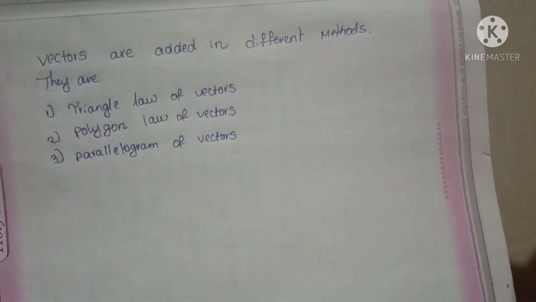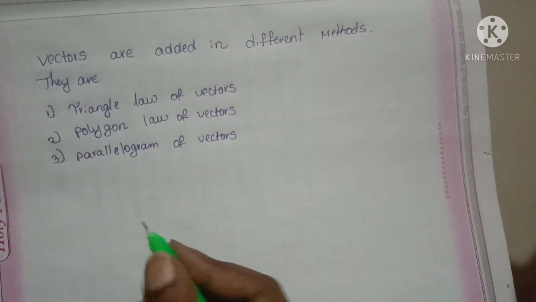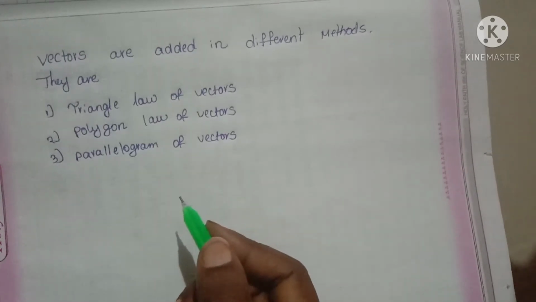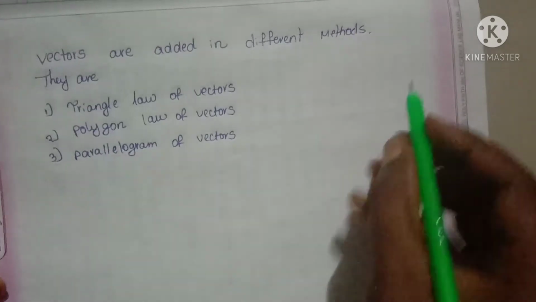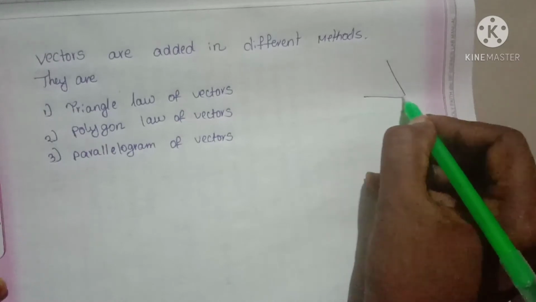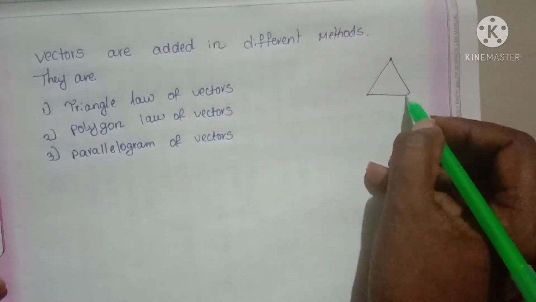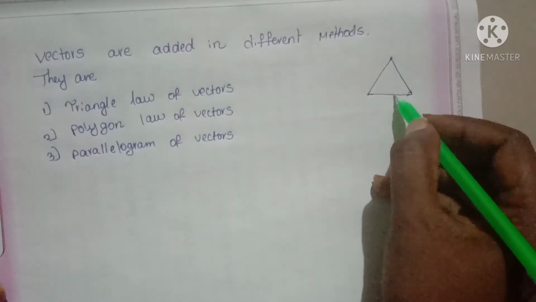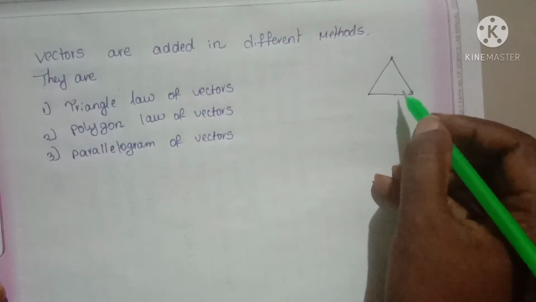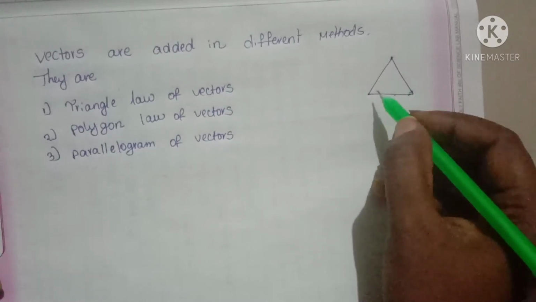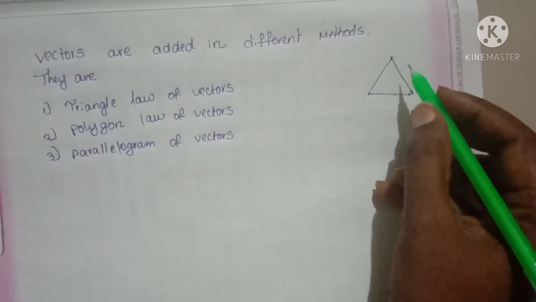Okay, the first one, triangle law of vectors. What is the main definition? If two vectors are represented by two sides of a triangle, suppose this is one side and this is another side, and the triangle has three sides, then the resultant is given by the closed side. So let's see how it happens.